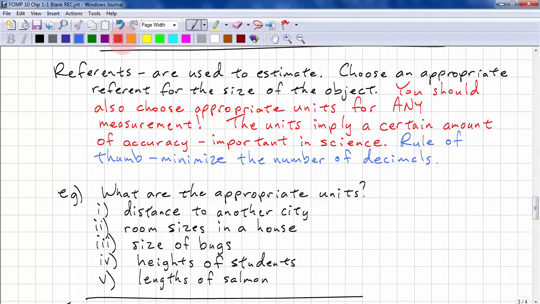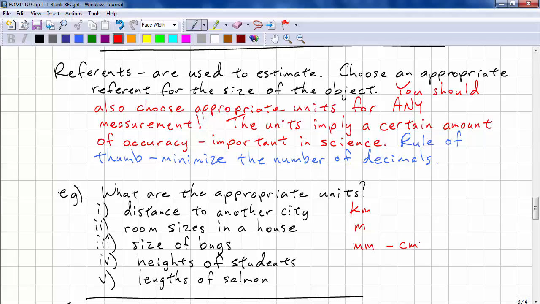So let's just start off with our regular units. What are the appropriate units? If we're going to measure the distance to another city, it should be kilometers. If we're measuring the room sizes in a house, this should be meters. If we're measuring the size of bugs, we should use millimeters, unless it's a very large bug, then you might want to use centimeters.